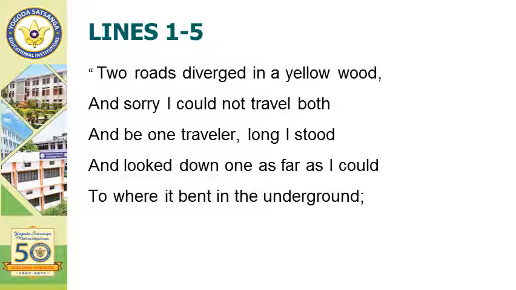The speaker here briefly imagines starving of choice, wishing he could travel both and be one traveler. The syntax in the first stanza also mirrors this desire. And also we can see that the second, third and fourth lines begin with "and." Here the repetition of "and" by the poet is an example of anaphora.